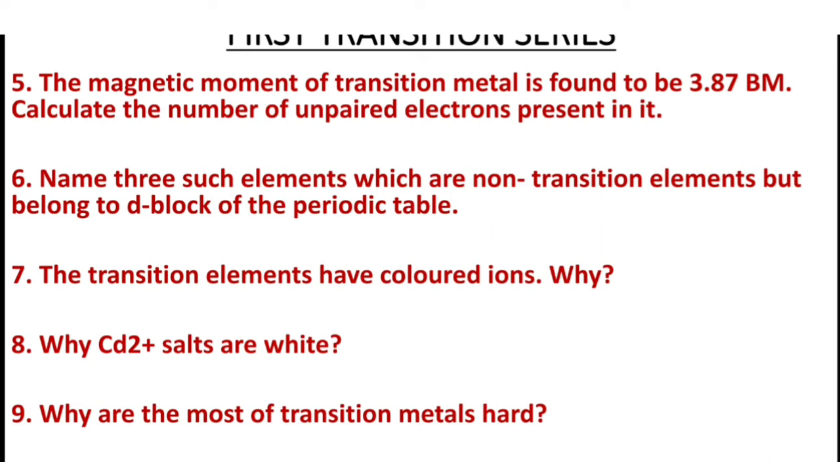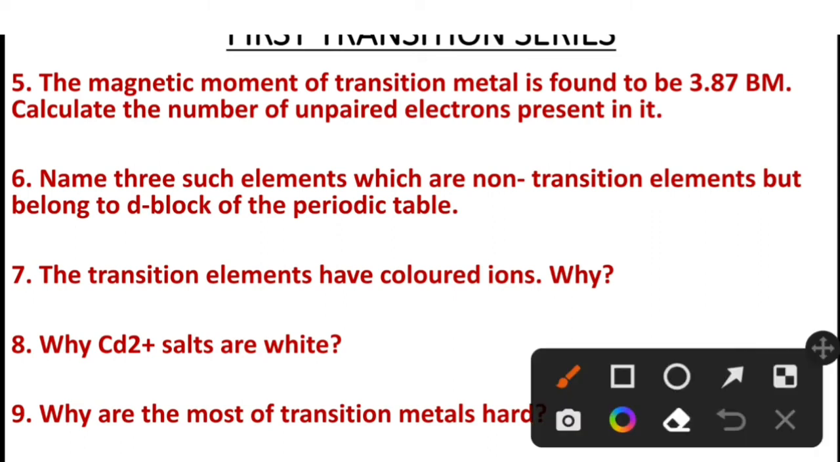Check out the last question on the screen there. Why are most of the transition metals hard? So what could be the reason for this? See, the metallic bonds in most of the transition metals are quite strong, and this is due to the greater effective nuclear charge and the large number of valence electrons, right? And due to the presence of such strong metallic bonds, we could say the transition metals are hard.